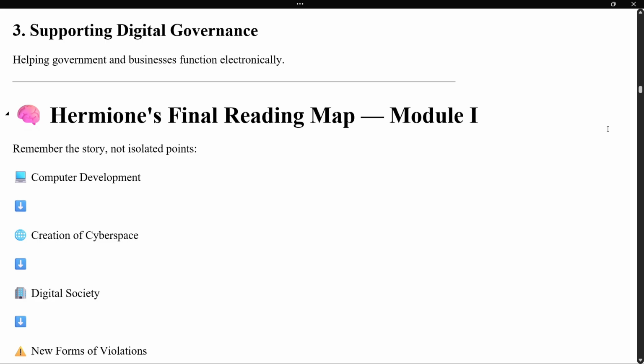Hermione's final reading map, Module I. Remember the story, not isolated points.